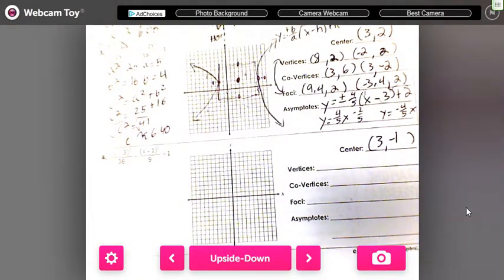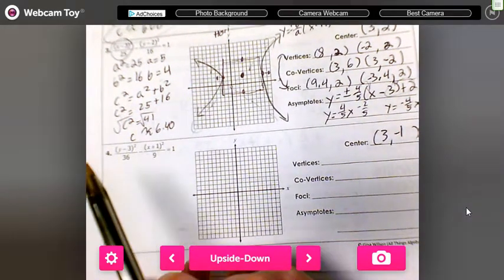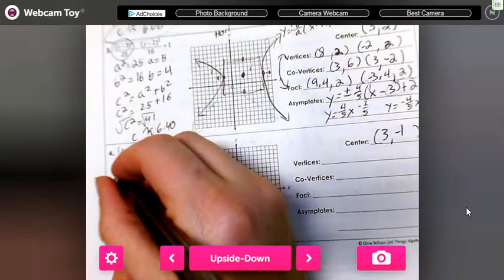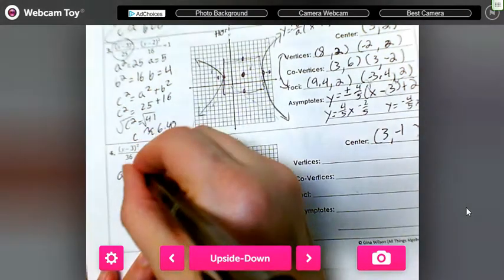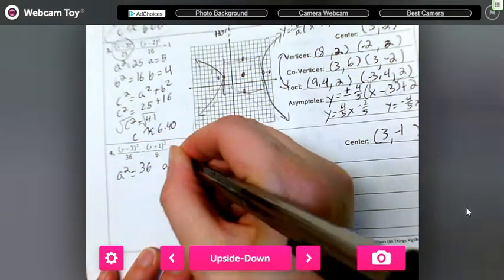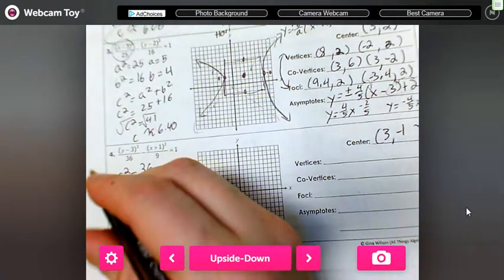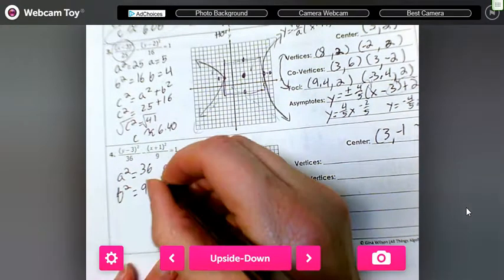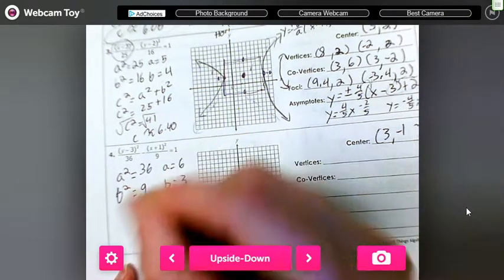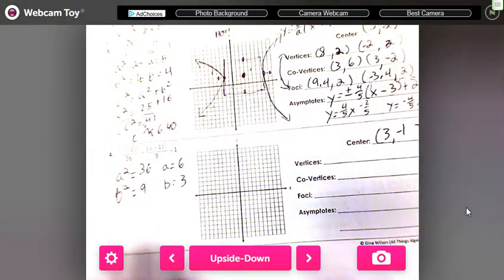Which one is A? A always in a hyperbola comes first. So A squared equals what number? 36. So what does A equal? 6. Good. B squared equals 9. So what does B equal? 3. Okay. Should we just do the C squared while we're at it?